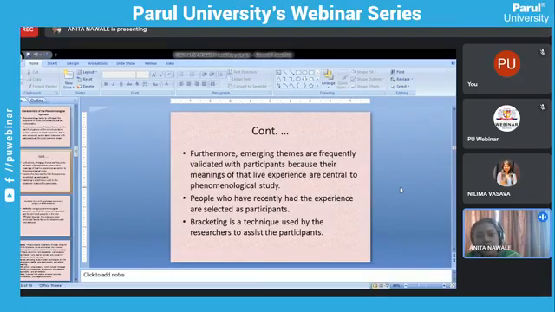Then I explained about the participants. Who can be a participant? The participant is the person who has recently had the experience, who is selected. Then bracketing is a very important factor in phenomenology and in all qualitative research studies, because you cannot mix your own feelings, emotions, and previous knowledge or assumptions with the participants' data during analysis.